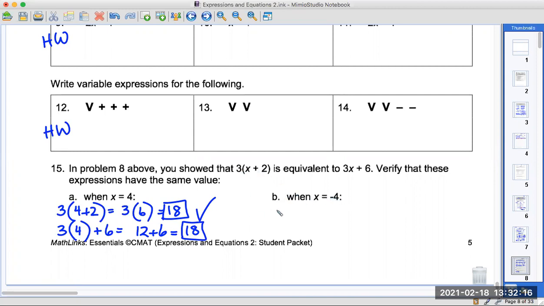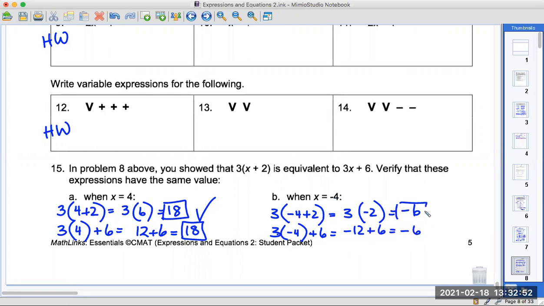Next, we're going to test it when x is -4. So I'm using the same expression. 3 times the group -4 plus 2. That is equal to 3 times -2, because -4 plus 2 is -2. And that's -6. And the second expression, 3x is 3 times -4, and then plus 6. 3 times -4 is -12, plus 6 is also -6. So they're equal.